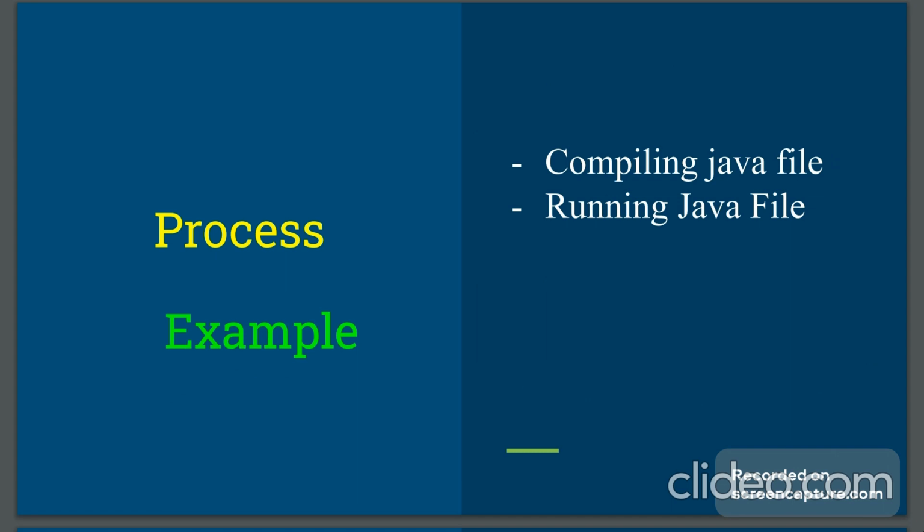Now, the Java file which we have already created and closed had become a program. But when I compile the Java file or when I run the Java file, it means that Java code has been taken for execution, that is known as a process.